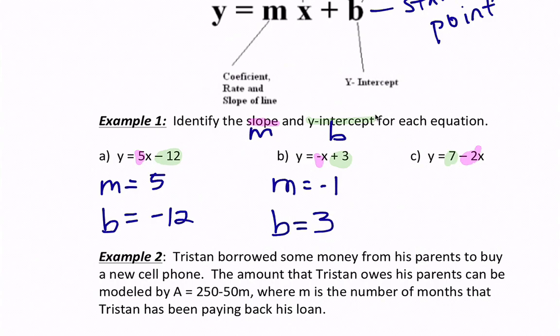On C, slope is your coefficient to x. So I look in front of x and I see a negative 2. So my slope is negative 2. My b, my y-intercept, is the number that's by itself. So my y-intercept is a positive 7.